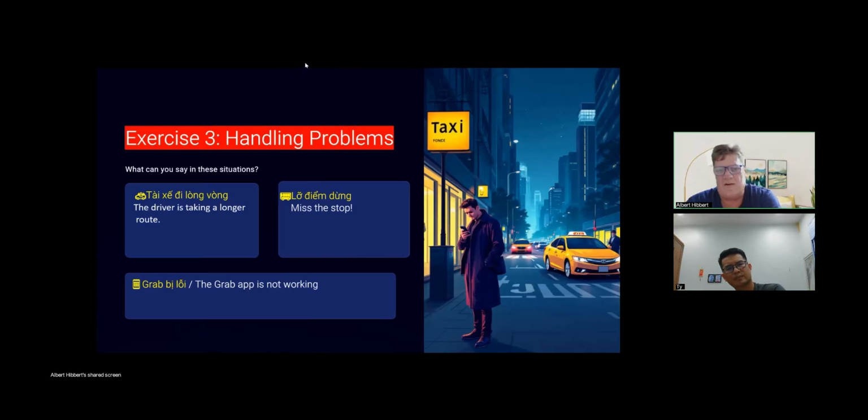Right. Okay, now let's practice handling problems. Now, what can you say in these situations? The driver is taking a longer route. That means it will take more time to get to your final destination, and it will cost you more. How can you handle the situation?